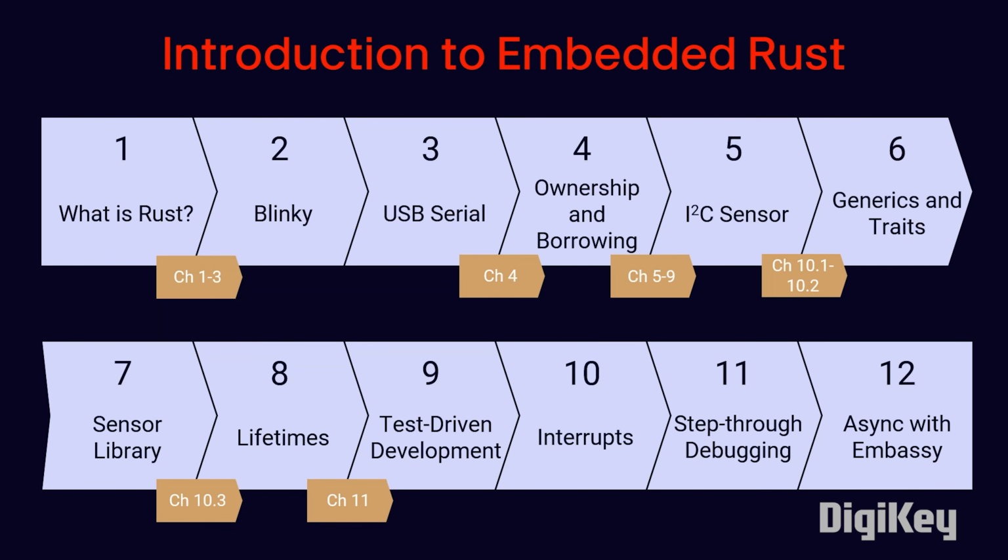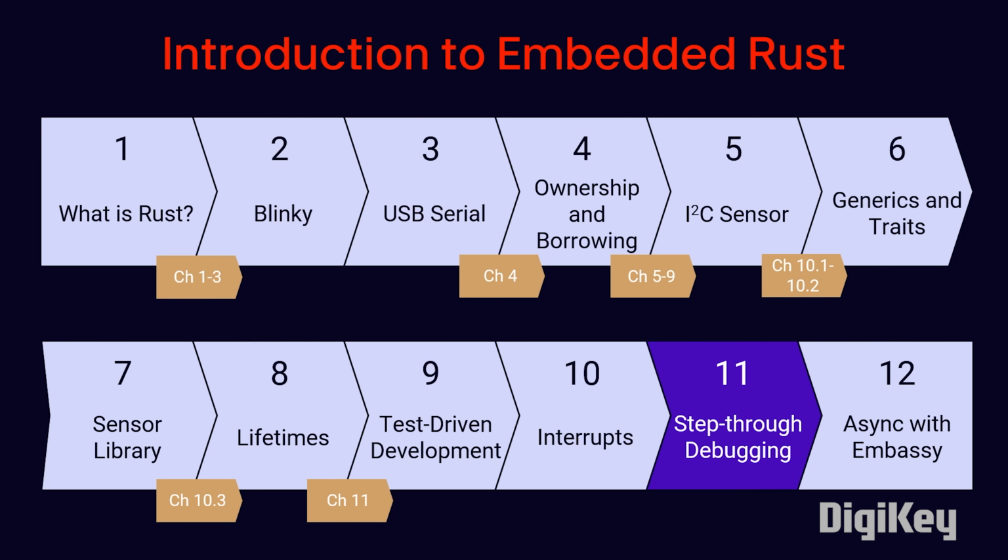Last time, we looked at pausing our main thread of execution to handle hardware interrupts. Now we'll turn our attention to a couple of advanced debugging tools to help you build your embedded Rust project. We'll first see how to efficiently log values using the defmt framework, and then we'll explore some ways you can step through your code one line at a time.